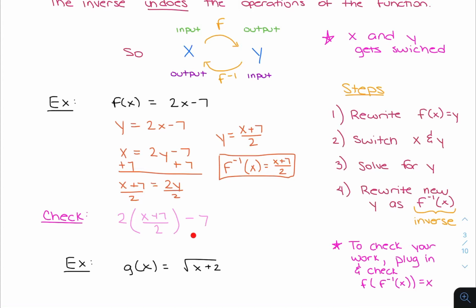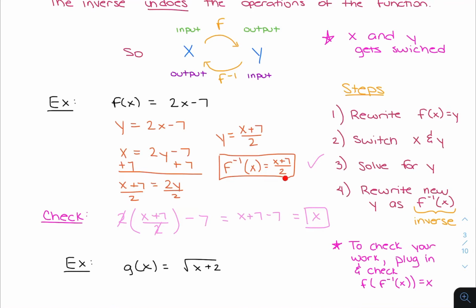Let's try to simplify this and see if we get x. Here we have a 2 divided by a 2. That can cancel out. And this would be x plus 7 minus 7. 7 minus 7 is 0, so all we have left is x. Yay, we got it. Okay, so this is in fact our inverse function.